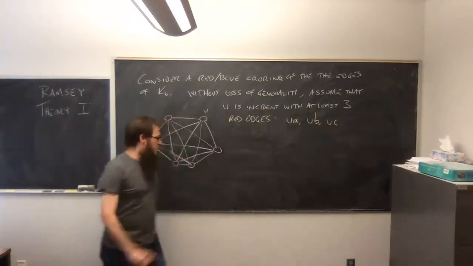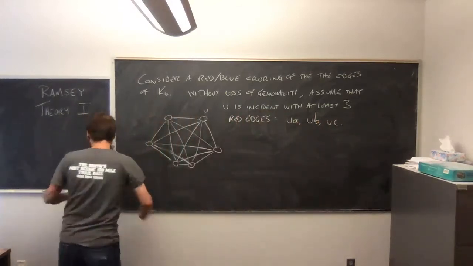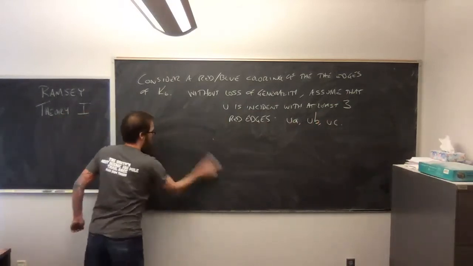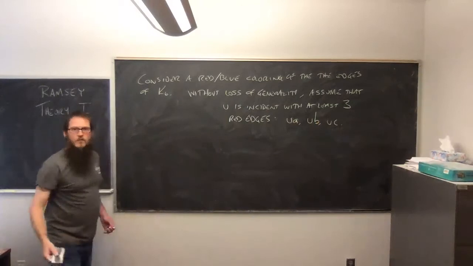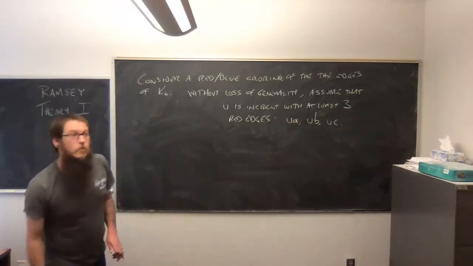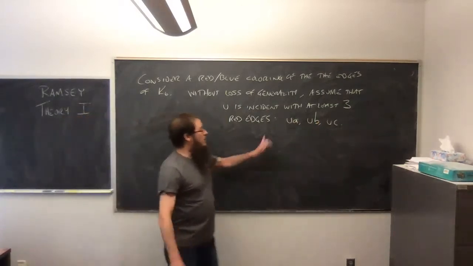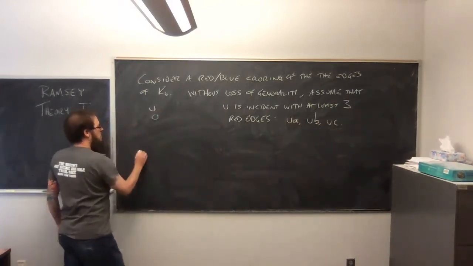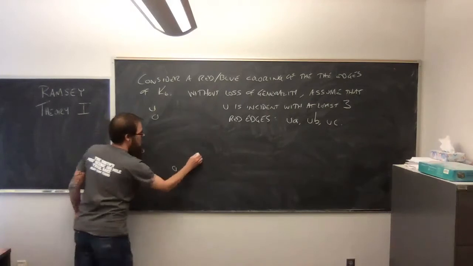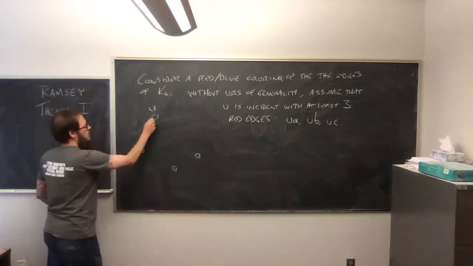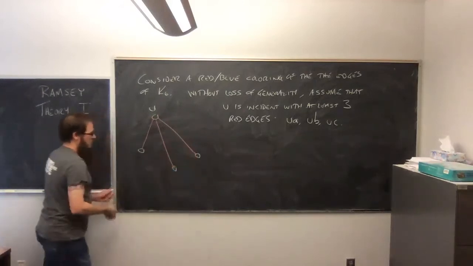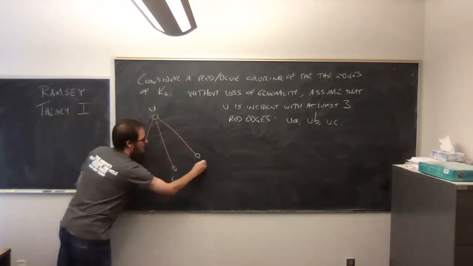So let me draw another picture to go along with this. At this point, let me erase the rest of this. I don't really care about the entire graph anymore. I'm focused on the subgraph that's induced by the 4 vertices being mentioned here. So I have my vertex U, and I have 3 other vertices. And I have red edges going to each of those. These are A, B, and C.